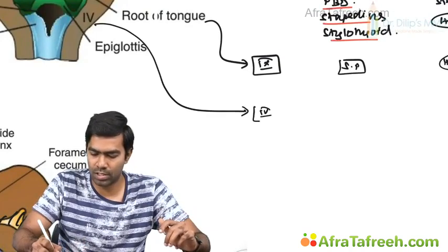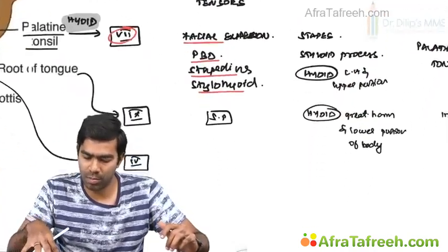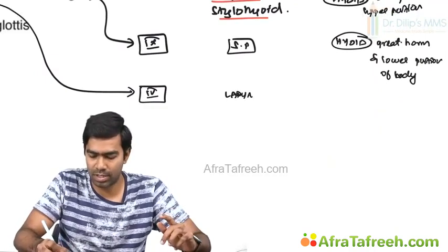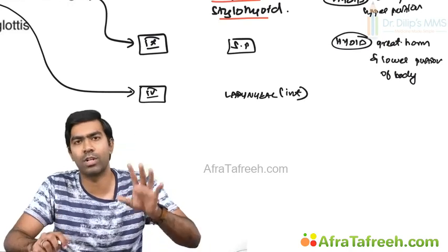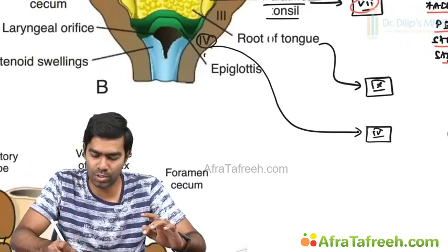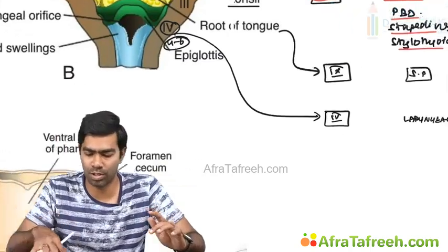This fourth arch, the most important muscles of the fourth arch are the laryngeal muscles, especially the intrinsic muscles of the larynx. Intrinsic muscles of the larynx are going to come from the fourth arch only. So usually in textbooks, if you see, they would have given it as fourth to sixth arch, but that's also correct. But fourth is the major contributor here.